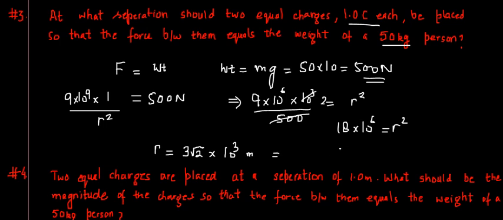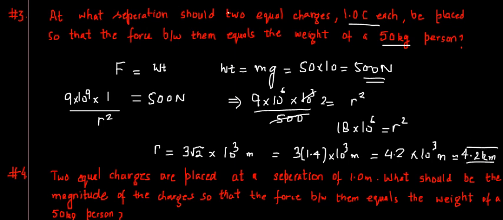Okay, so you could solve this by taking root 2 as approximately 1.4, so 3 times 1.4 into 10 to the power of 3 meters, and that's equal to 4.2 into 10 to the power of 3 meters. If you want to write it in terms of kilometers, this is approximately 4.2 kilometers. So you should keep two 1 coulomb charges at a distance of 4.2 kilometers, then the force between them is 500 newtons, which is the weight of a 50 kilogram person.